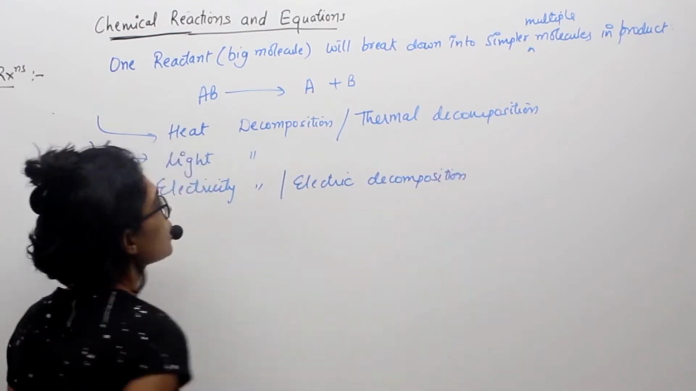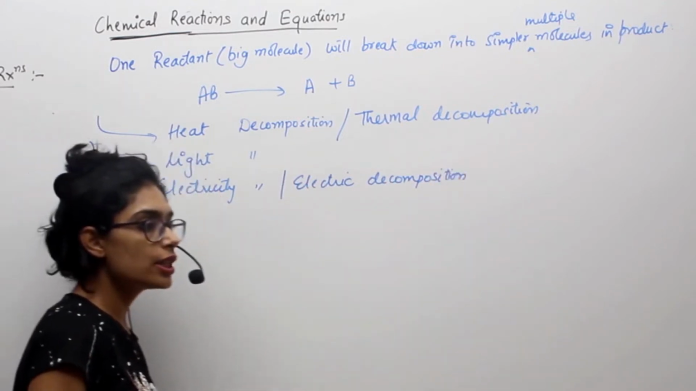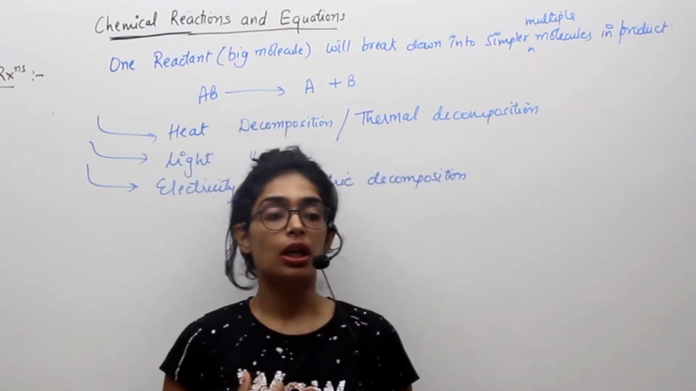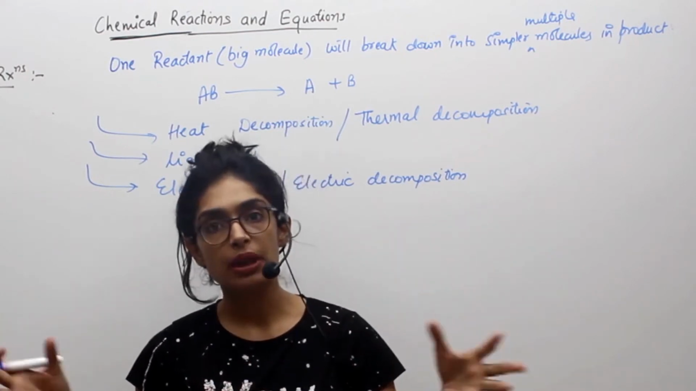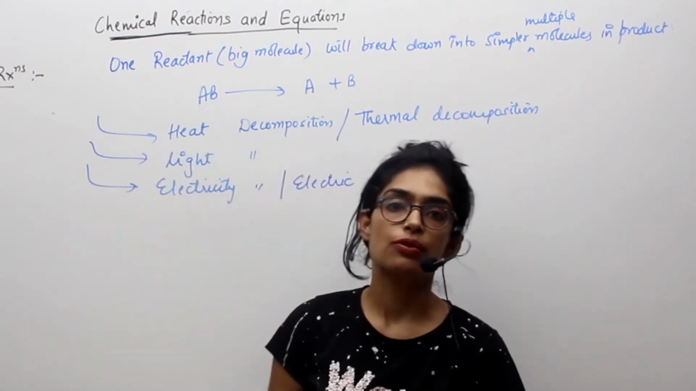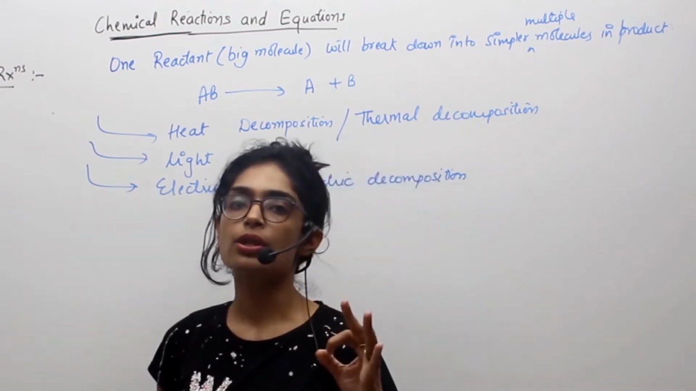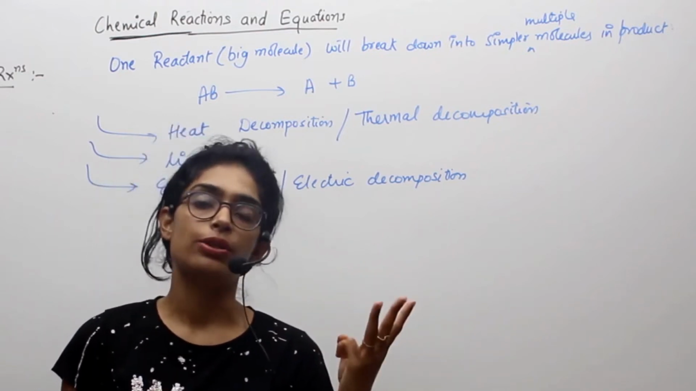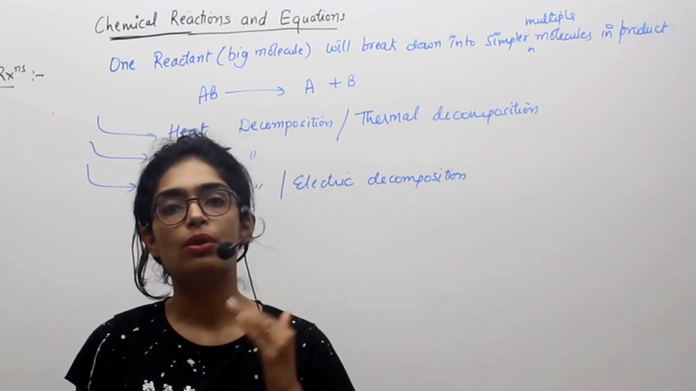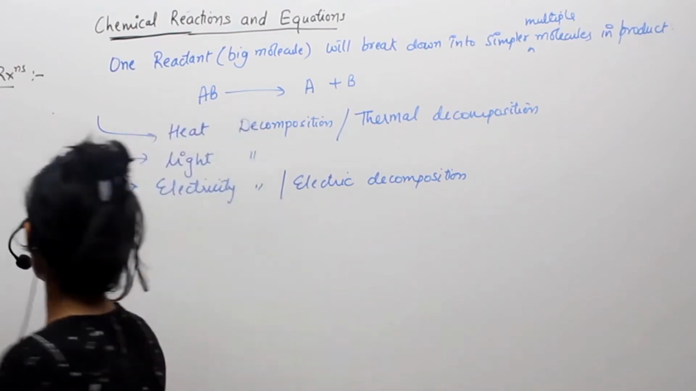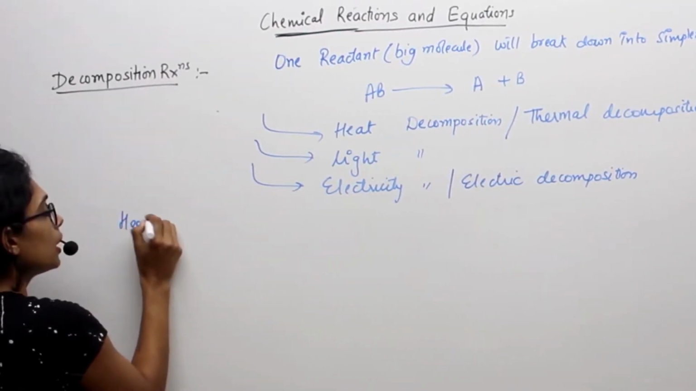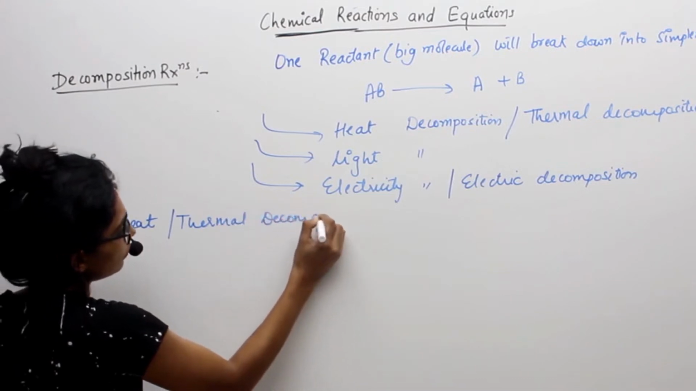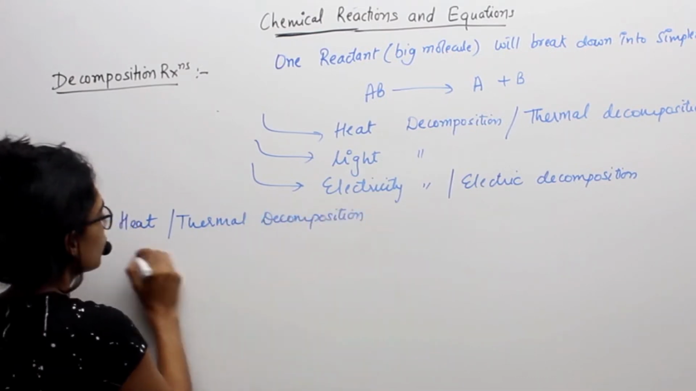So we will be basically discussing all of these three types. All of these energies are basically helping in breaking the bond. So when we talk about heat, heat is helping in breaking the bond among the atoms in the bigger molecule. Same is the case for light, and same is the case for electricity. So a decomposition reaction can happen in three conditions: if heat energy is supplied, or light energy is supplied, or electric energy is supplied, and we will see the examples of each case. Okay, so let's first talk about heat decomposition, heat or thermal decomposition. And let's see the examples of thermal decomposition now.